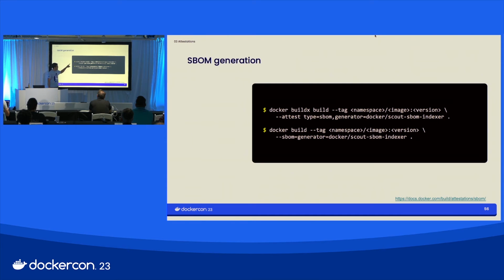You can use one or the other. These two commands are equivalent. You can do docker buildx build, which is now the same as docker build. You supply your tag, and then you can either say --attest type=sbom,generator=docker/scout-sbom-indexer, or you can use the shorthand version and save 10 characters of typing by doing --sbom=generator=docker/scout-sbom-indexer, right?